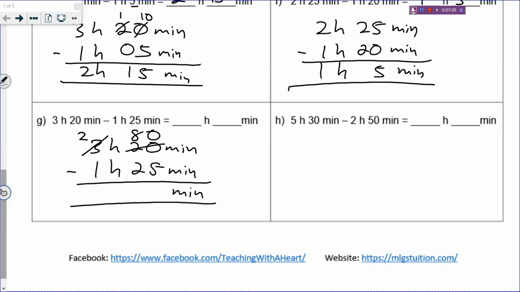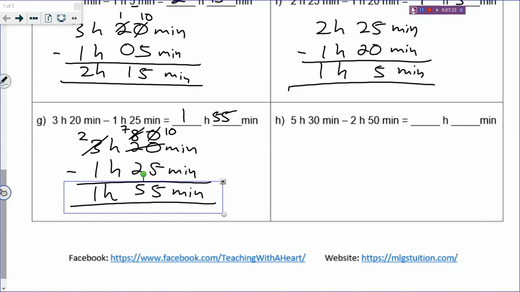All right, so then now you can do your subtraction. This 0 cannot minus 5, so you borrow from 8. 8 becomes 7, and then 10 minus 5, you get 5. 7 minus 2 is 5, and then 2 hours minus 1 hour, you get 1 hour left. So you have 1 hour and 55 minutes.